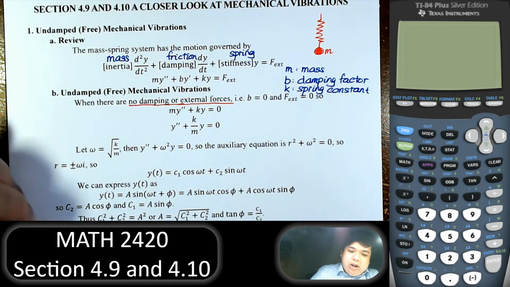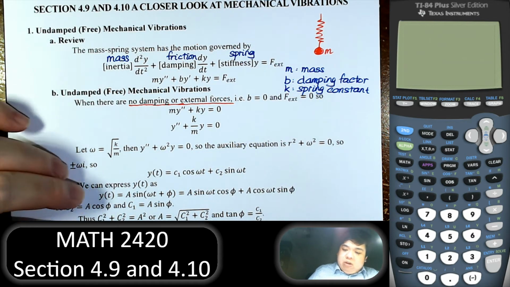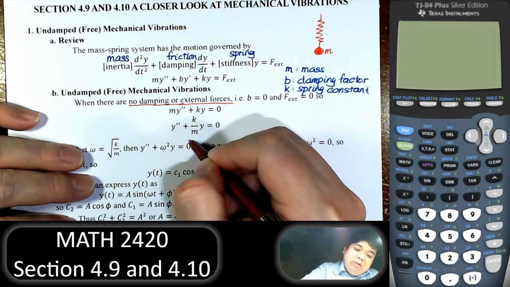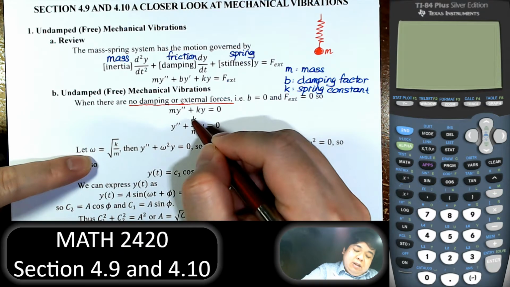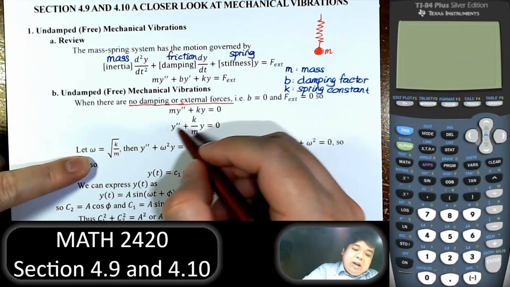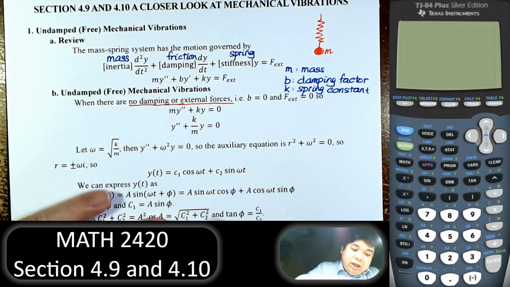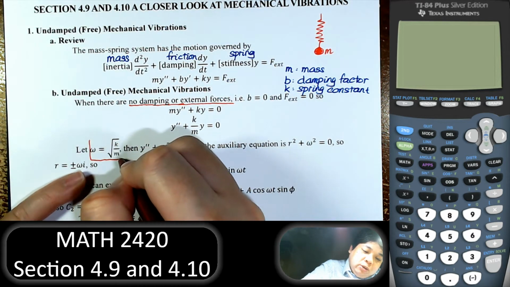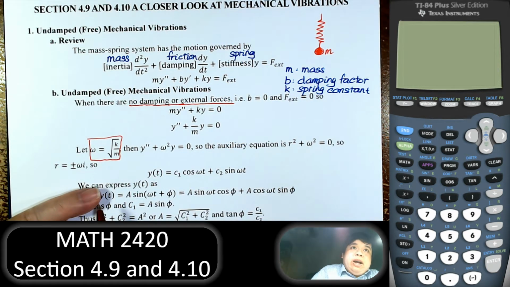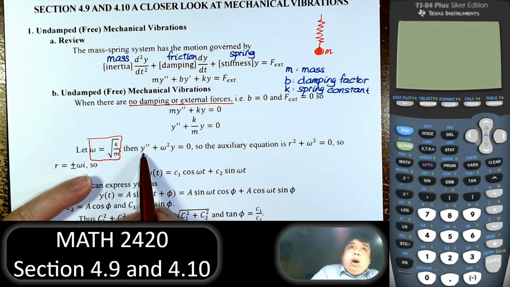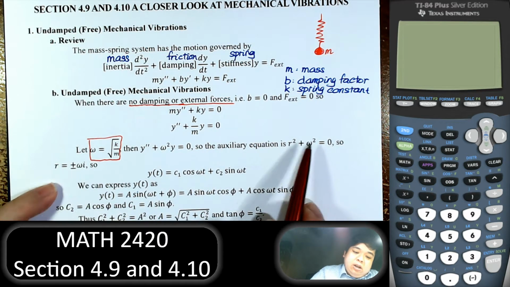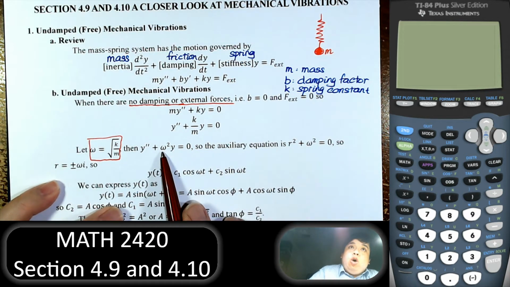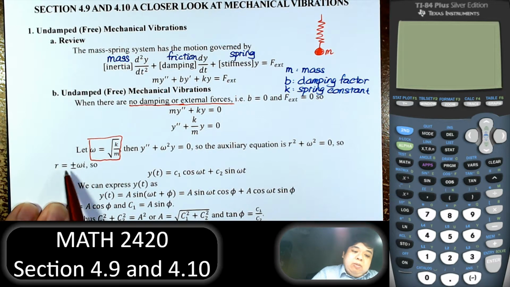And the differential equation in standard form we have is that. And of course the auxiliary equation. But first, to make things simple, we will make K over M, K is positive, M is positive, so we can just say omega is equal to the square root of K over M. So this equation becomes y double prime plus omega squared y equals 0. The auxiliary equation is r squared plus omega squared, and the solution will be r equals plus or minus omega i. So we write the solution as this.